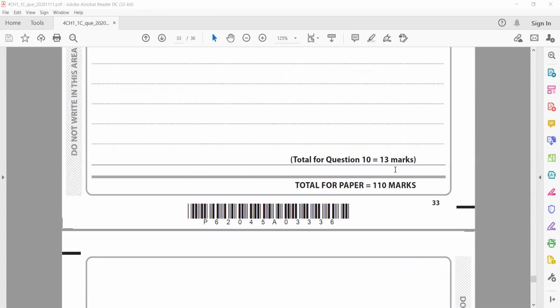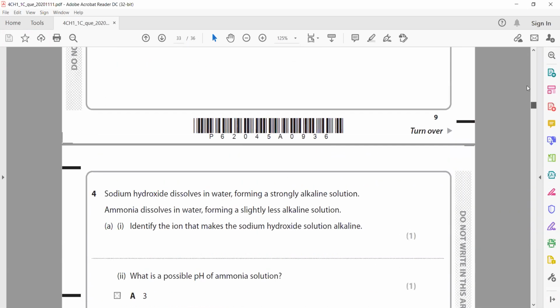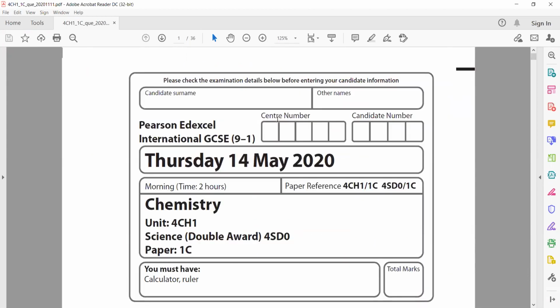So this was a 2 hour paper with a total of 110 marks. This is similar to that of Cambridge. In the whole content, you don't find anything out of the Cambridge syllabus. The only difference is that they're giving 2 papers and it's a mix. MCQs are also there in between: MCQs, structured questions, as well as alternative to practical questions.